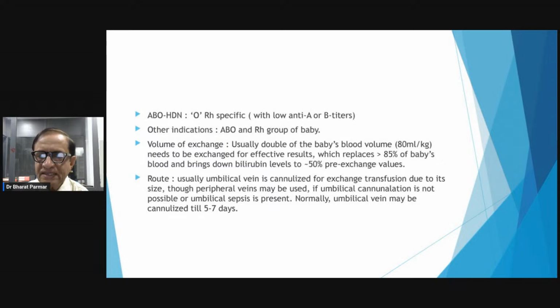And the route of this exchange transfusion. Usually, the umbilical vein is cannulated for exchange transfusion due to its size, though a peripheral vein may be used. If umbilical cannulation is not possible or umbilical sepsis is present, a peripheral vein is used. Normally the umbilical vein may be cannulated till 5 to 7 days.